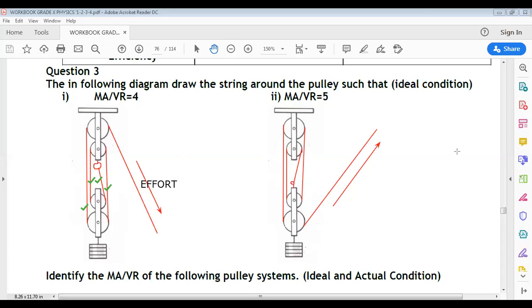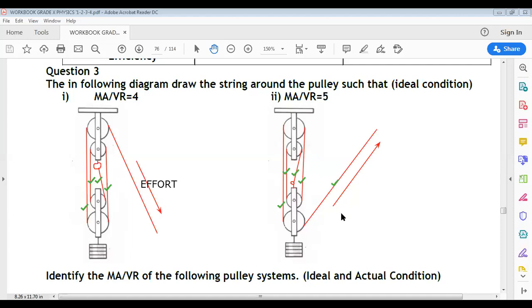Clear? So now we will do the counting. Let's count the number of pulleys supporting the movable block. So see, this pulley is supporting the movable block? Yes. This pulley is supporting? Yes. Is this pulley supporting? Yes. Is this pulley supporting? Yes. And what about this pulley? Even this is supporting the movable block.